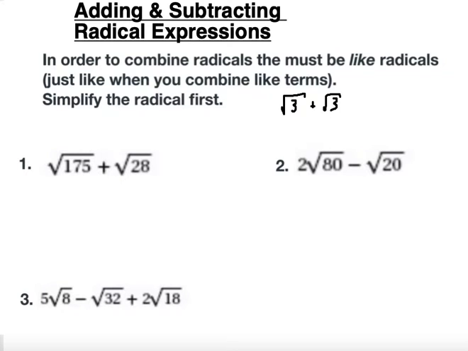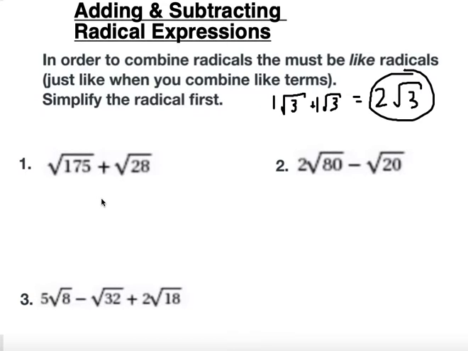Radical expressions. Now, it works very similar to how you combine like terms. They have to be like radicals. So, for example, let's look at this one right here. This is like a square root of 3 plus another square root of 3. So, think of that as like a 1 square root of 3 plus another one. Well, how many square root of 3s is that? That's 2 square root of 3s. So, that's simple. However, they have to be alike first.